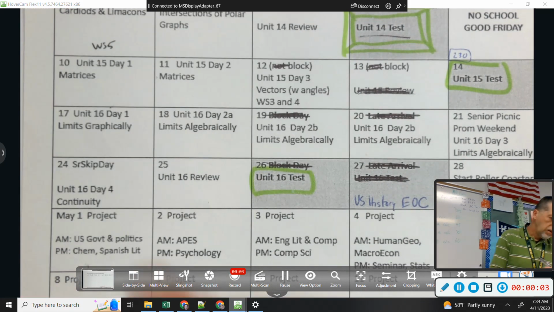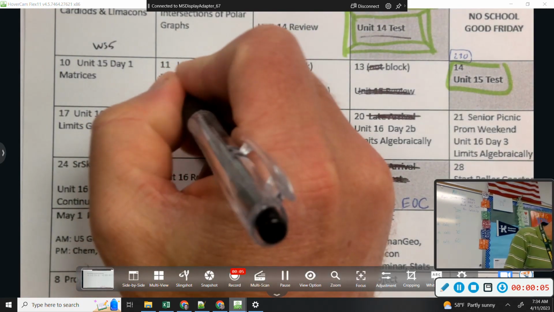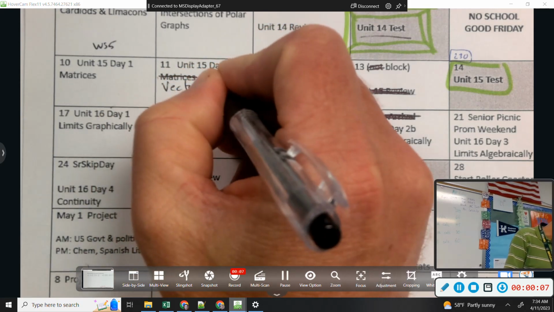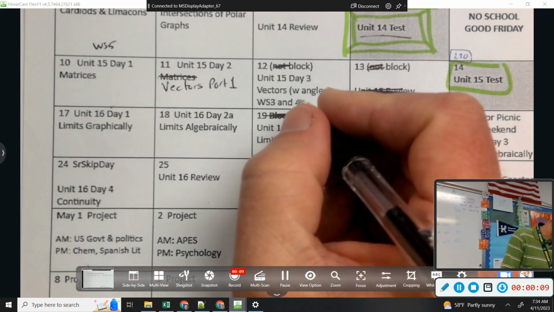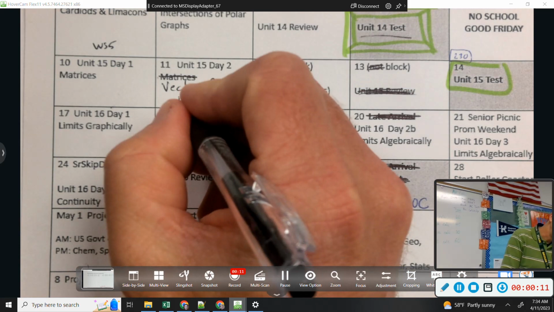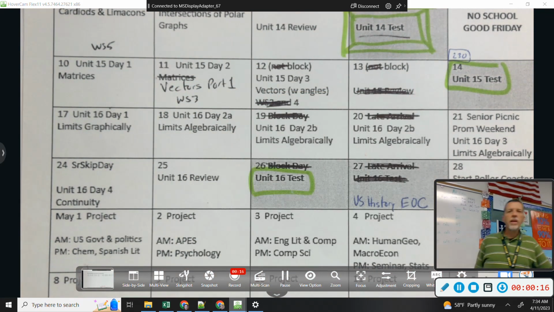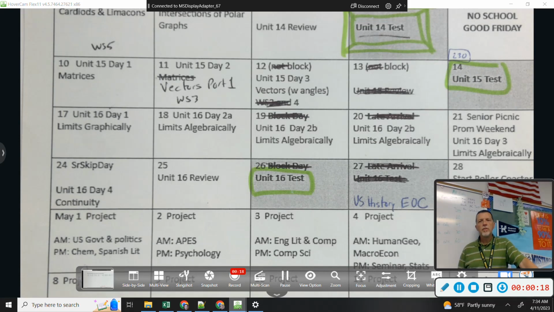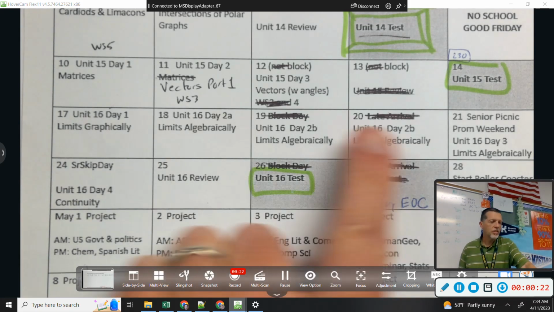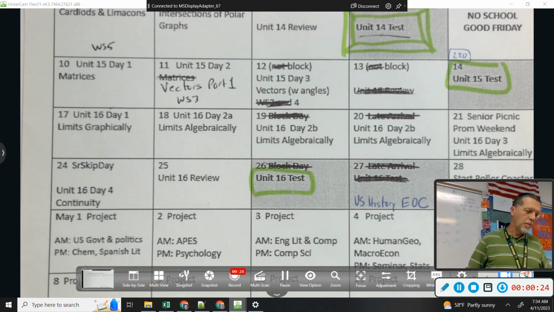Calendar. We did all the matrices yesterday so that we could do part 1 of vectors today and part 2 of vectors tomorrow. And then that'll also buy us some review time tomorrow as well. Plus it's a block day, so this week's schedule is all messed up.